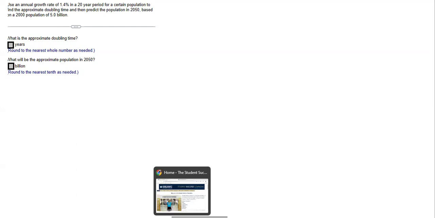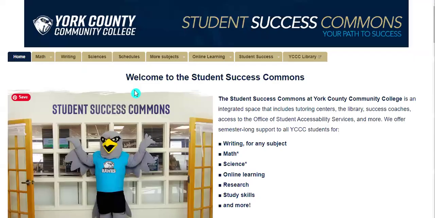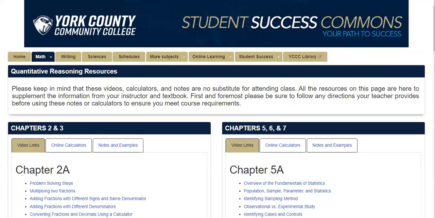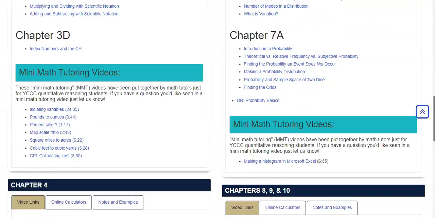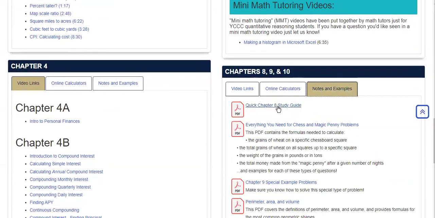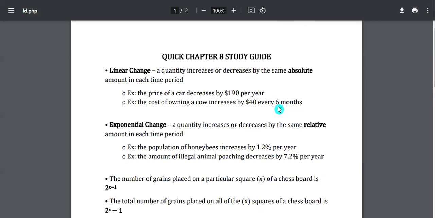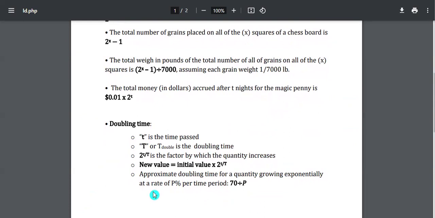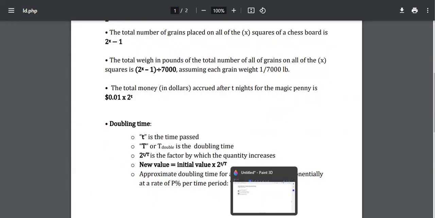Now, there is an exact doubling time formula, but they said approximate. If you don't already have that formula written down, please do so, or memorize it. It's actually a pretty small formula. Let me bring up our notes here. The approximate doubling time formula is 70 divided by p, where p is the percentage not converted to a decimal.